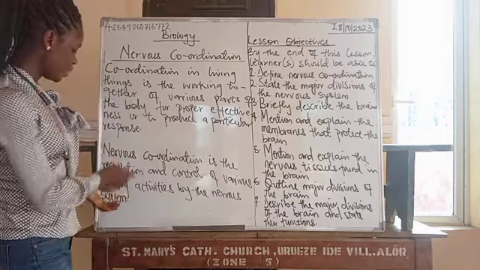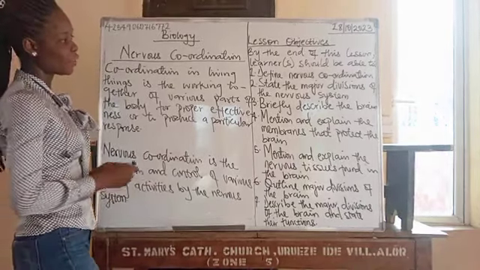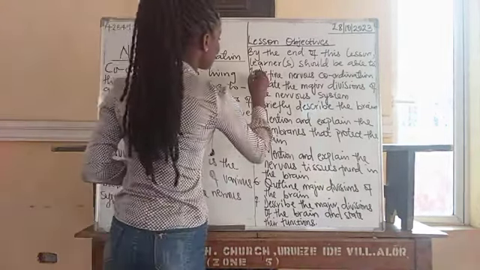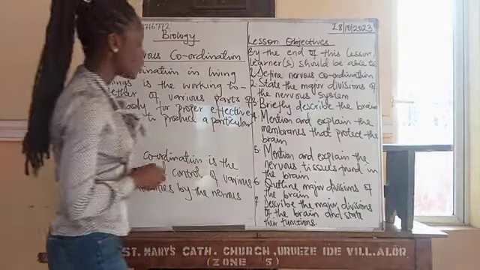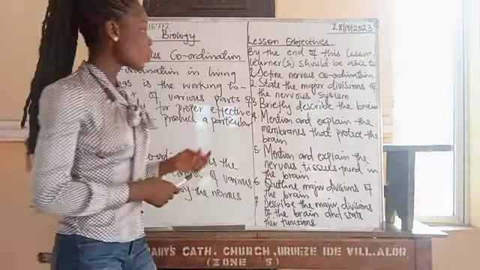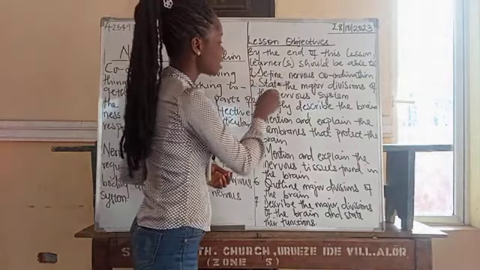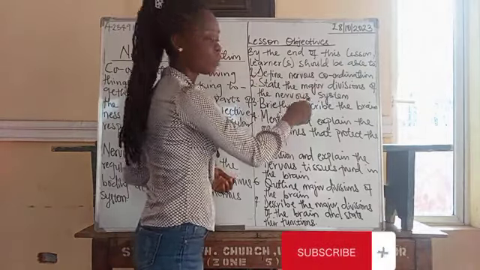Having seen the definition of nervous coordination, we have achieved our first lesson objective. And we go over to the second lesson objective, which says that the learner should be able to state the major divisions of the nervous system.